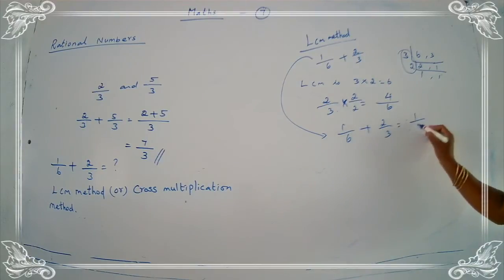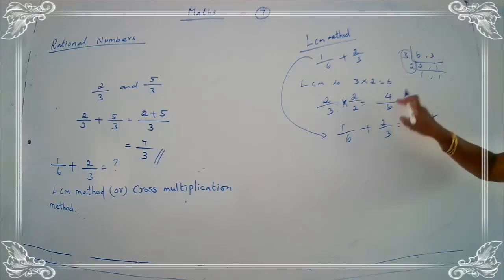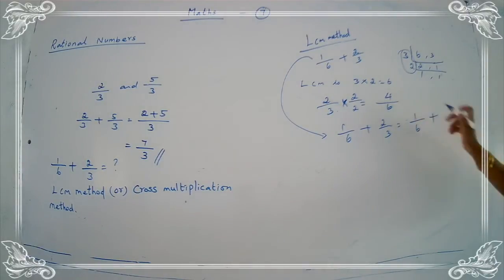So 1 upon 6, why? Your LCM is 6 only. So no need to change anything. Same fraction only will come. So 1 upon 6 plus 2 upon 3 can be written as 1 upon 6 plus 4 upon 6.